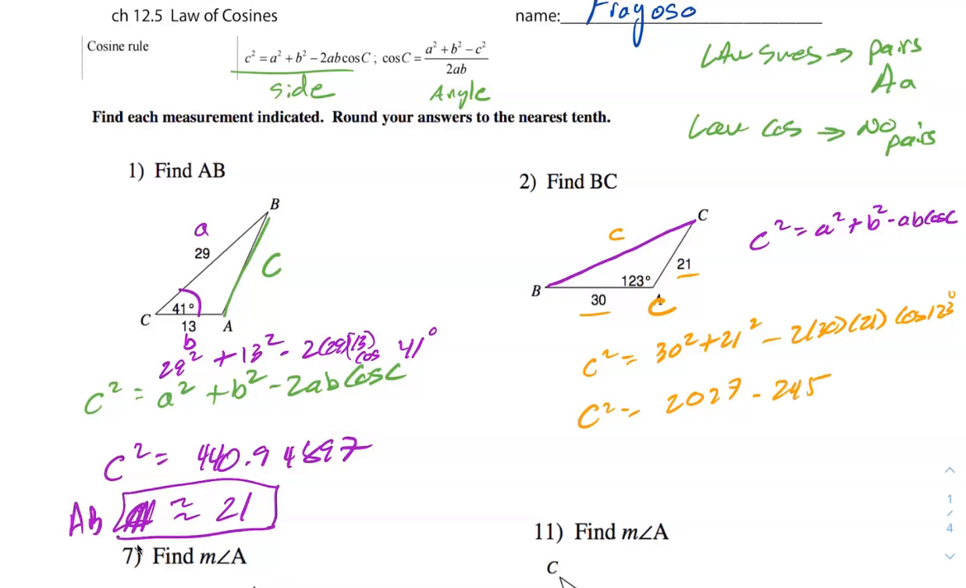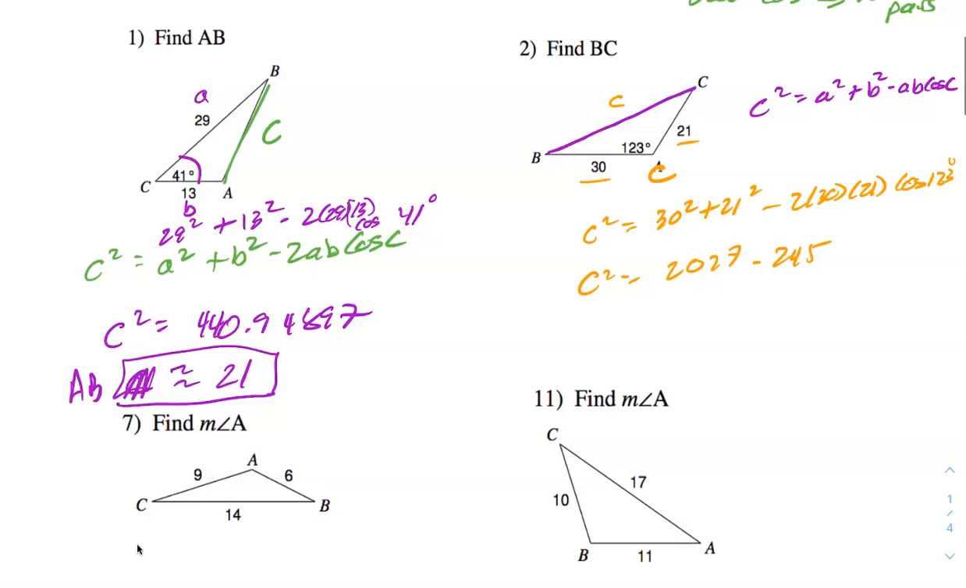Just plug it in. I'm going to plug this all into our calculator, and we get C squared equals 2027.245. Again, I'll spare you the time of me typing it in, but just know I plug it in my calculator. And then we square root both sides, and you get C is roughly about 45. Again, it's not really C, it's BC, but you get the gist. So that's how we do it.